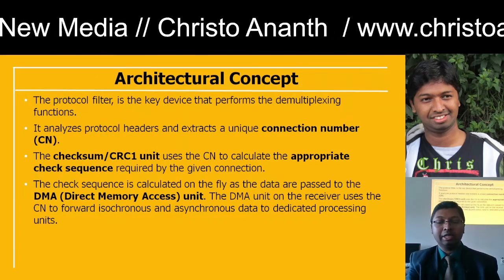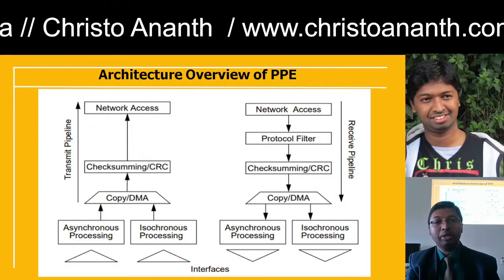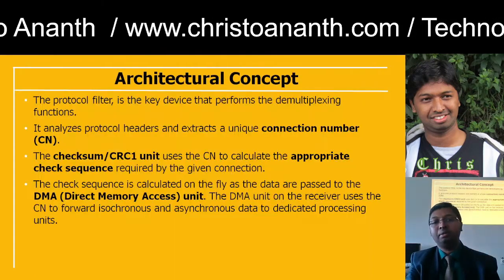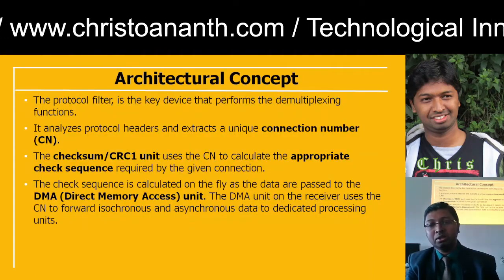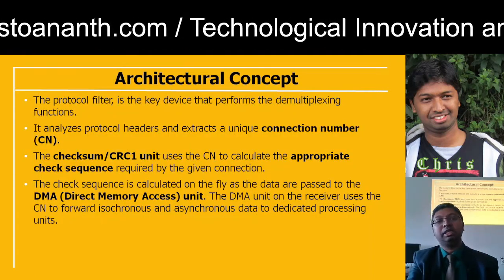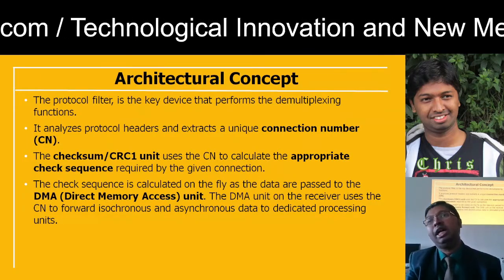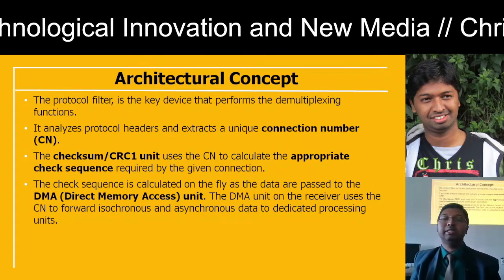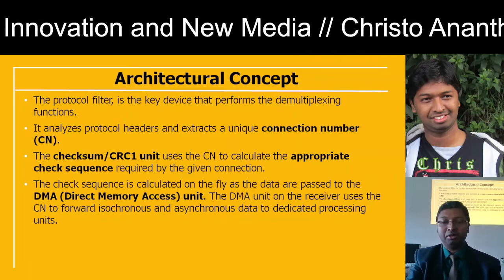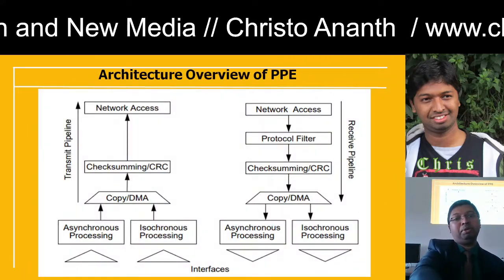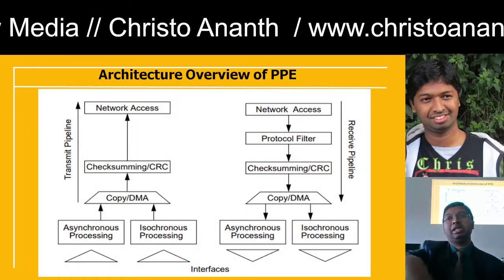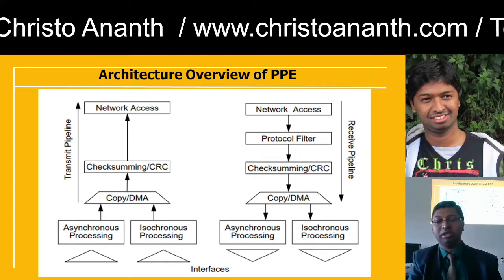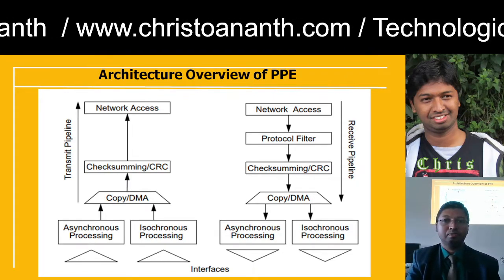So as I explained in the diagram, we have this DMA, direct memory access unit as well. That would be using this connection number for forwarding the isochronous as well as asynchronous data to the required units. As you can see from the copy DMA, it is going to go with the cyclic redundancy check. It is going to forward to the remaining units.